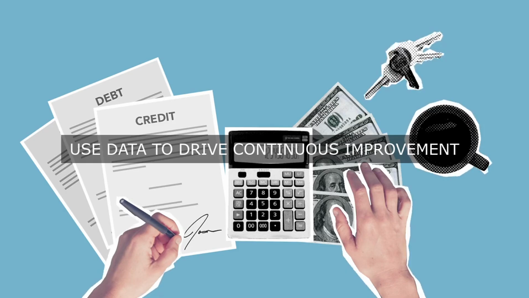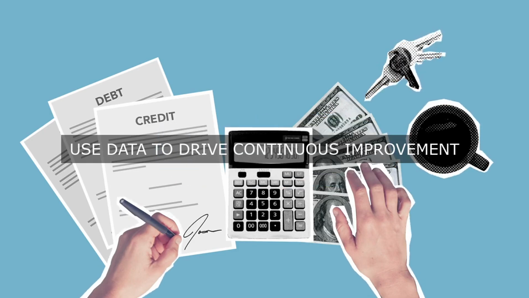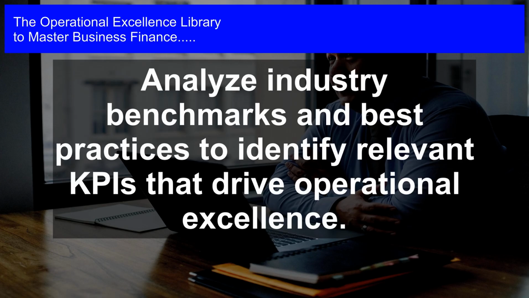3. Map business processes. Create a comprehensive map of the organization's business processes, including functional and departmental boundaries. This will help identify inefficiencies, bottlenecks, and areas for improvement, as well as potential opportunities for innovation and growth.